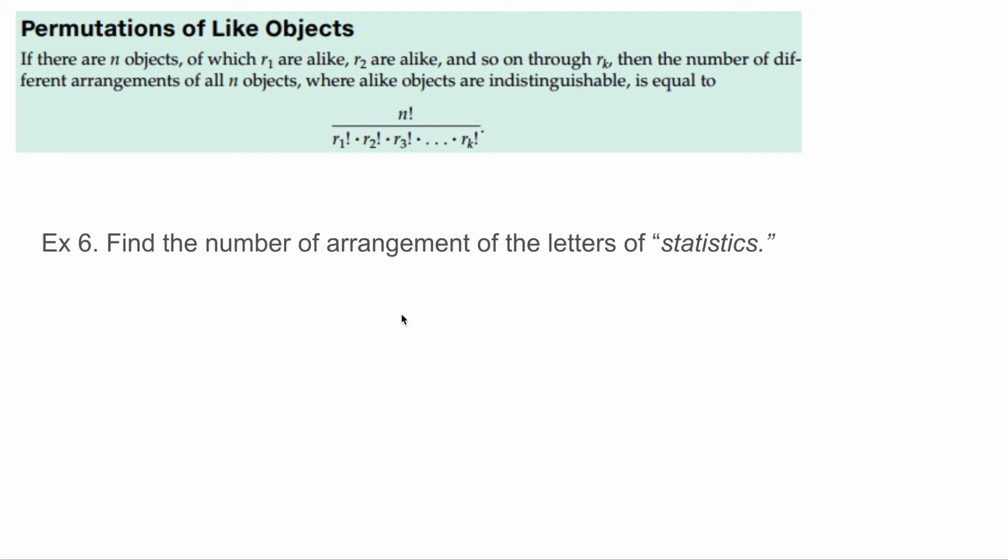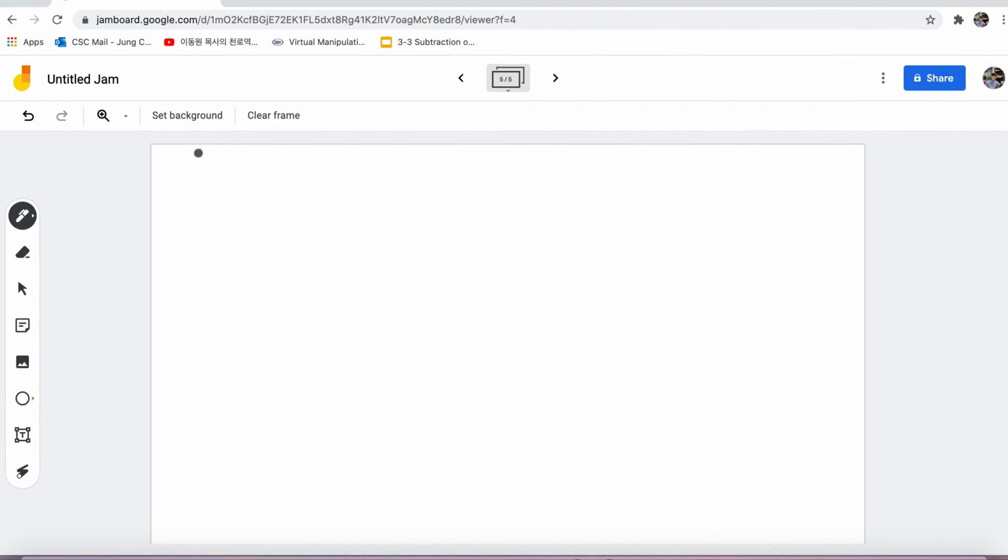Okay, so let's consider this example. We're going to find the number of arrangements of the letters of statistics. You are given the letters of statistics and you're rearranging them. How many letters are there? 1, 2, 3, 4, 5, 6, 7, 8, 9, 10. So to arrange these letters, there are 10 factorial ways.